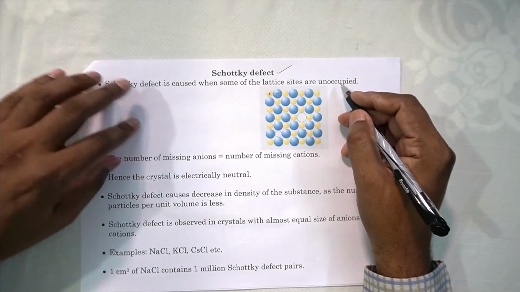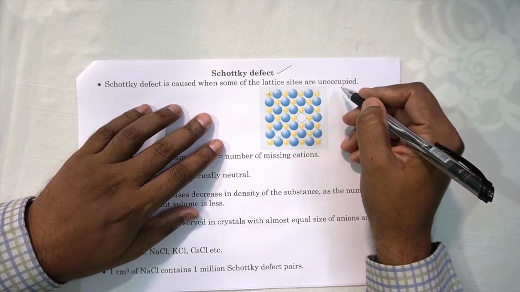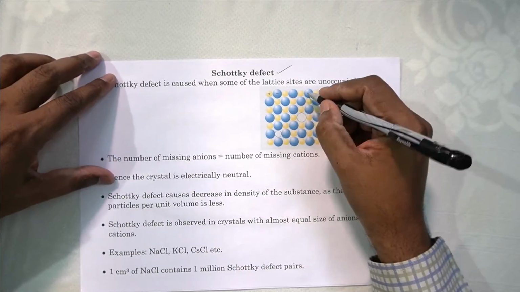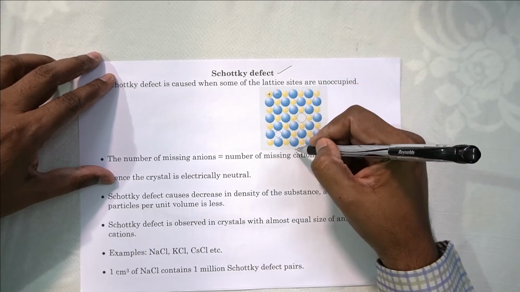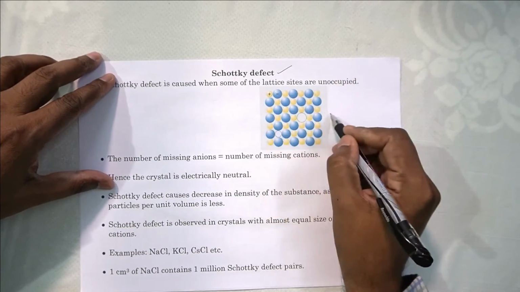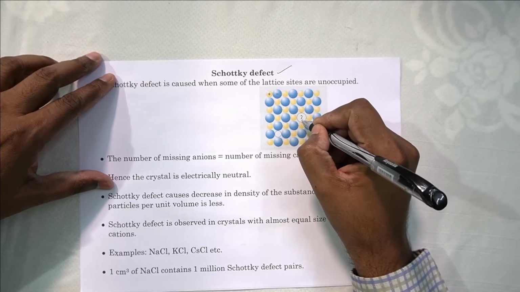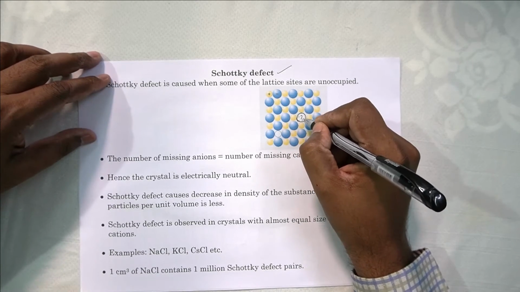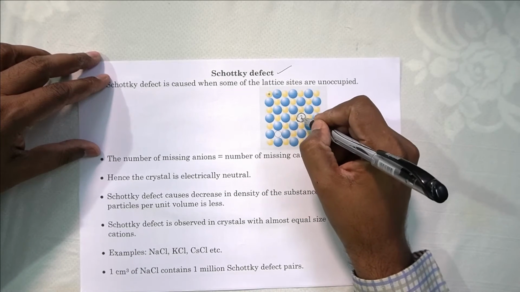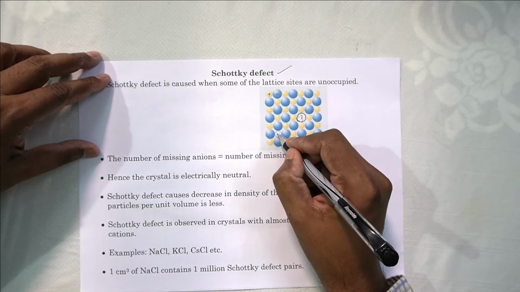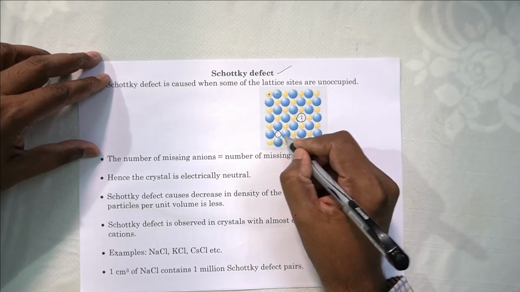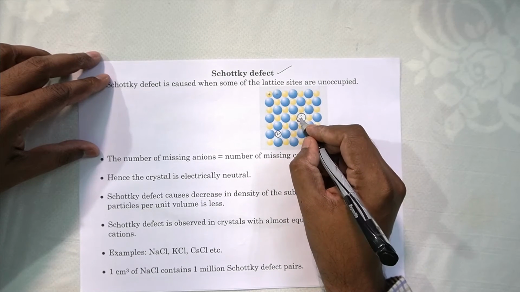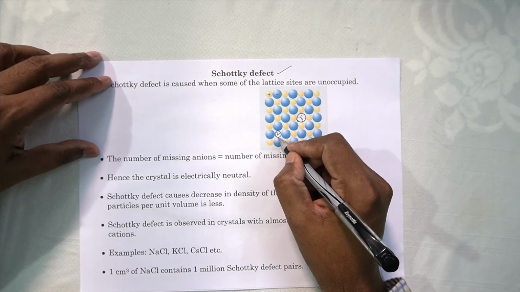The Schottky defect is caused when some of the lattice sites are unoccupied. Here you see the arrangement of atoms. They are in a straight arrangement, or if you check this way also, but here is a vacancy. An atom is supposed to be there, which is not there, which is actually an anion. You look at the other atoms, there is an anion. And in the same way here you find a cation is missing. Here the cation is supposed to be there, which is missing. Here anion is missing, here cation is missing.